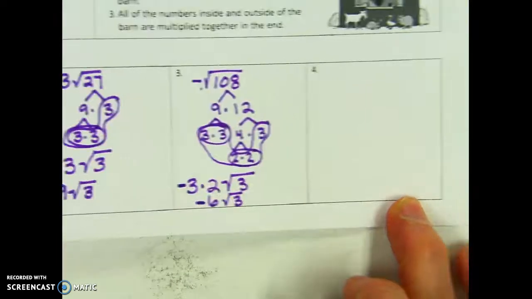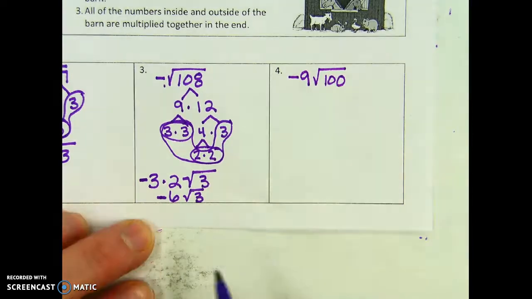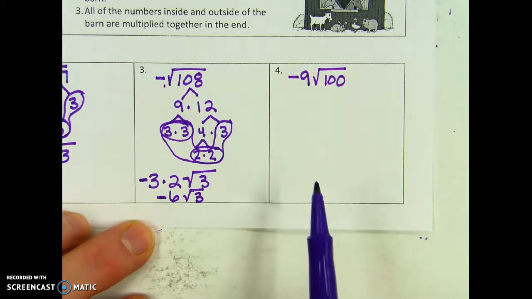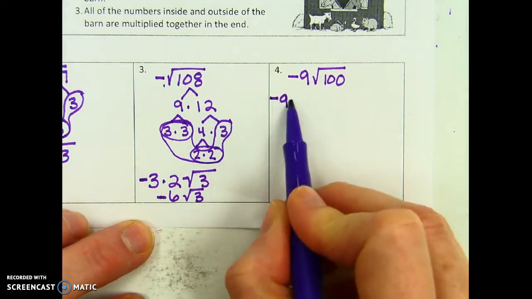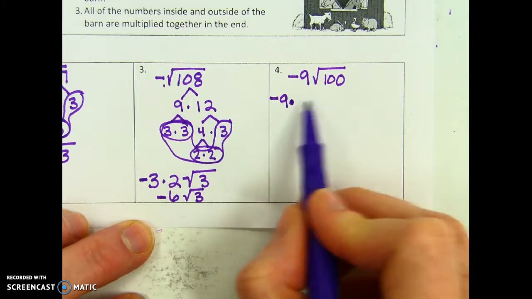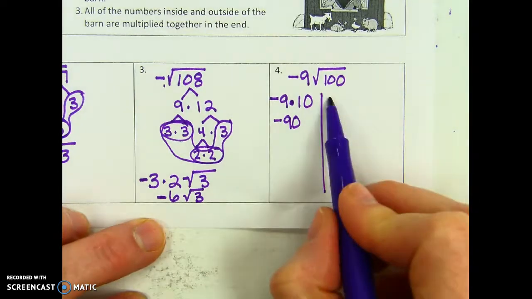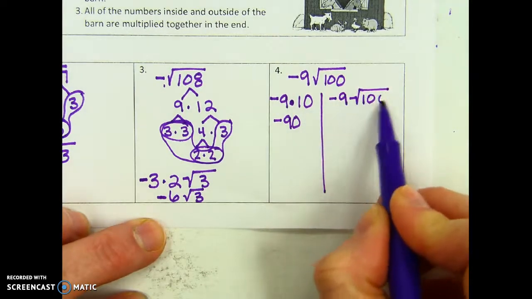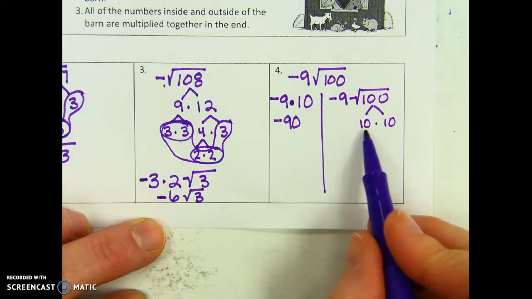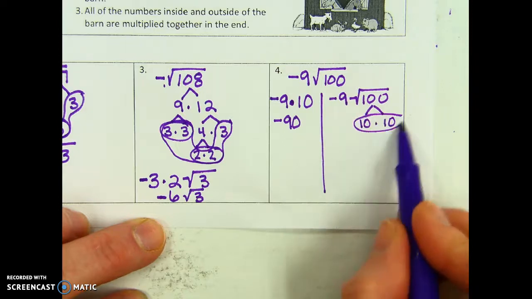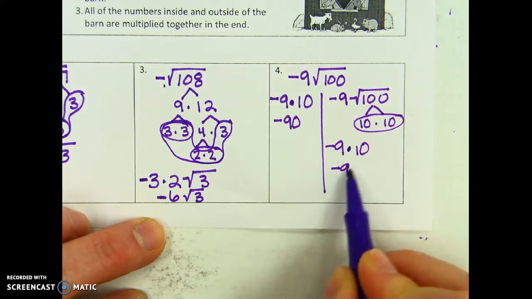Now, the last one, question 4, negative 9 square root 100. Now this one you could either do method 1 if you know the square root of 100. So it would be negative 9 times the square root of 100, which is just 10. So this would be negative 90. Now if you do the other method, you would have negative 9 square root 100, break 100 down into 10 times 10. Now, you can keep breaking down 2 times 5 and 2 times 5, but as soon as you get a match, it can come out of the barn. It comes out as 10, and we still get negative 90.